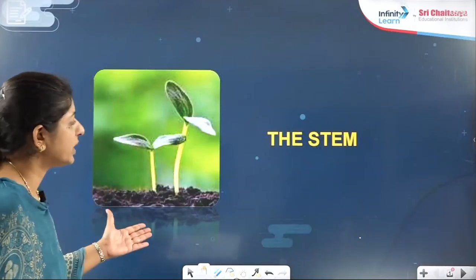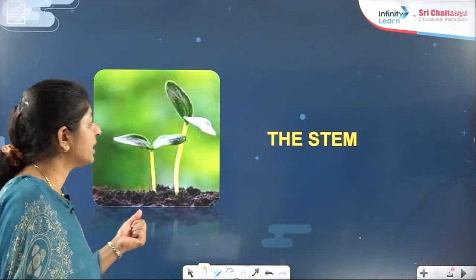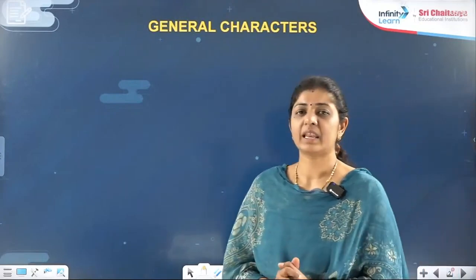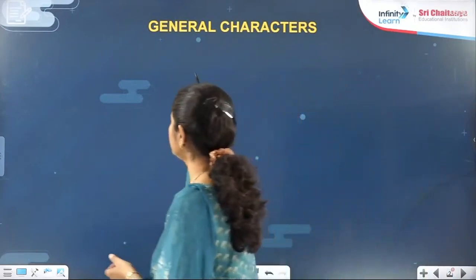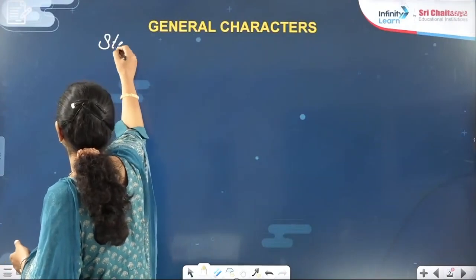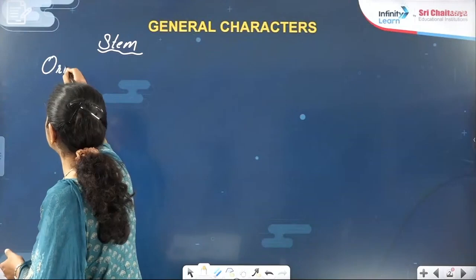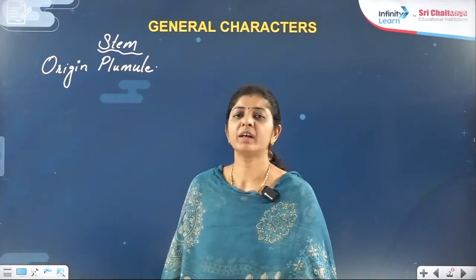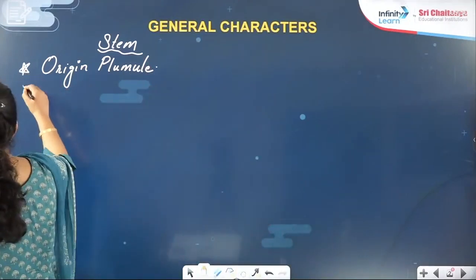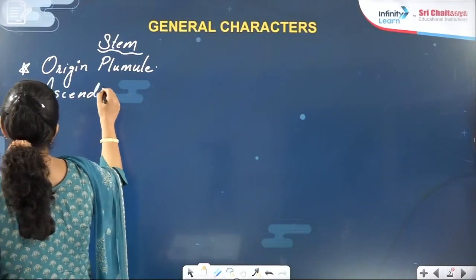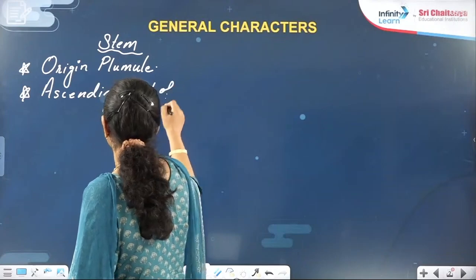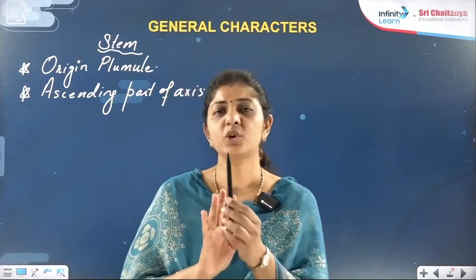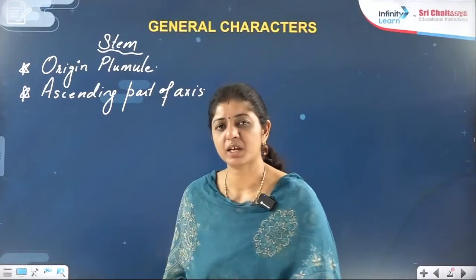Now we are going to start today's topic, the stem, the next organ in the flowering plant. What is there in the stem? Let's talk about its general characters and compare it with the root. This is the next important thing. If I am taking the general characters of a stem, you must know that its origin is the plumule, and the origin of the root is what? Radicle, right? Next, it is the ascending part of the main axis of the plant, moving towards the light. Its growth is happening towards the upper side.